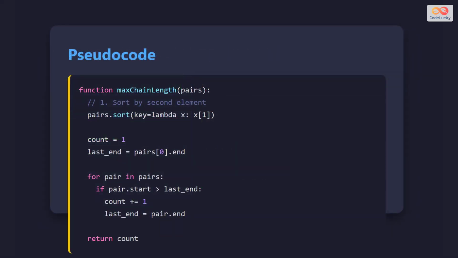Here is the logic in code. The function sorts the pairs based on the second element. We initialize our count and track the last end. Then we simply iterate through the sorted list, checking the start time against the last end time, updating as we find valid pairs.